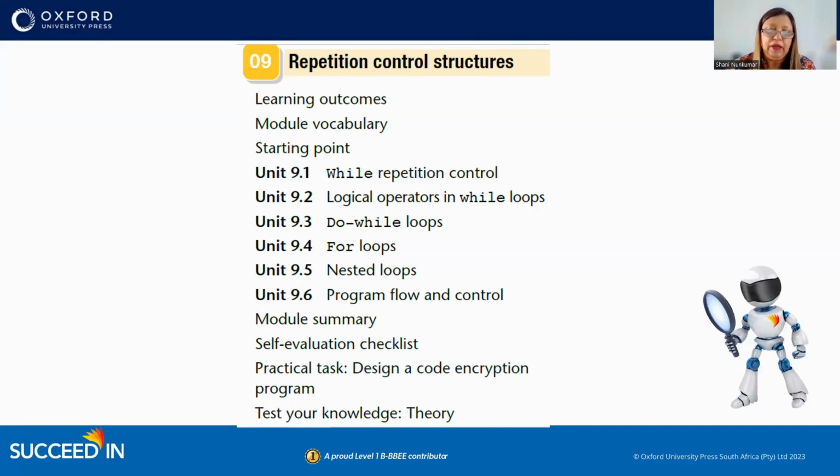In 9.5, we look at the nested loop. Here we look at the concept of nested, inner loop, and outer loop. Very important is how the flow of the program is affected by the use of nested loops. The looping structures can be of the same type, for example, 2 fors, 2 whiles, or 2 do whiles, or 2 different loops. And again, we focus on the flow of the program.